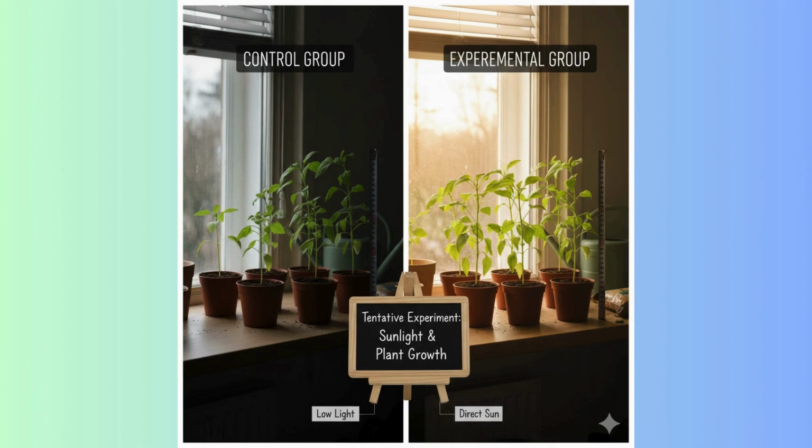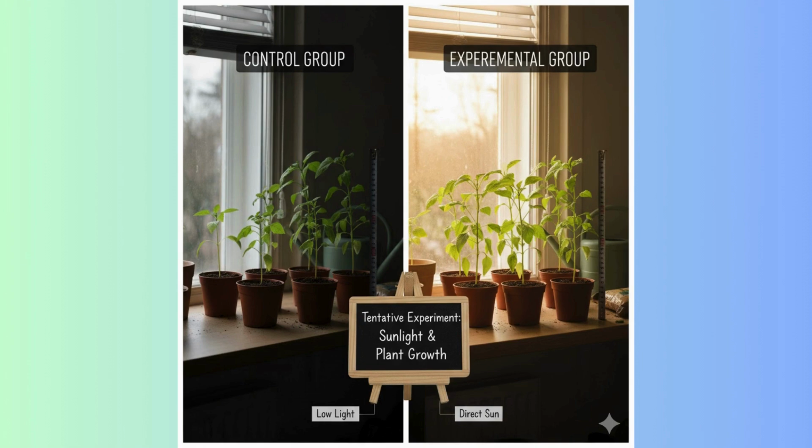Then we design the tentative experiment. In the control group, a set of identical seedlings is placed in a room with only indirect low light, while in the experimental group, a second identical set of seedlings is placed on a sunny window.